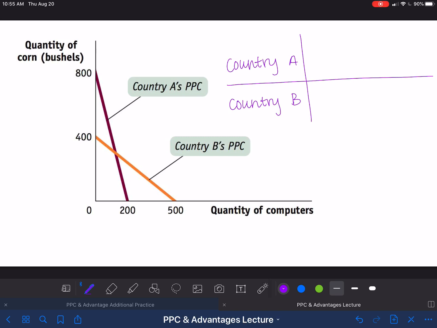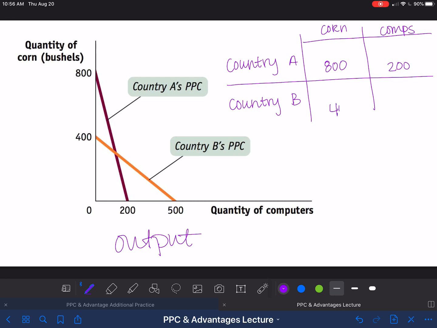So we are making corn and computers. So my table's set up like the other two, and now I'm going to pull the numbers. So country A can make 800 corns or 200 computers. And we're talking about quantity, so this is going to be an output problem. So we're going to be going over. And then country B can make 400 corns or 500 computers. So this is an output problem, so we're going to go over.